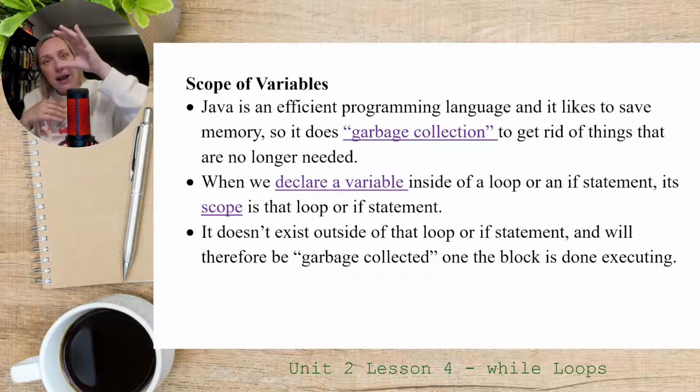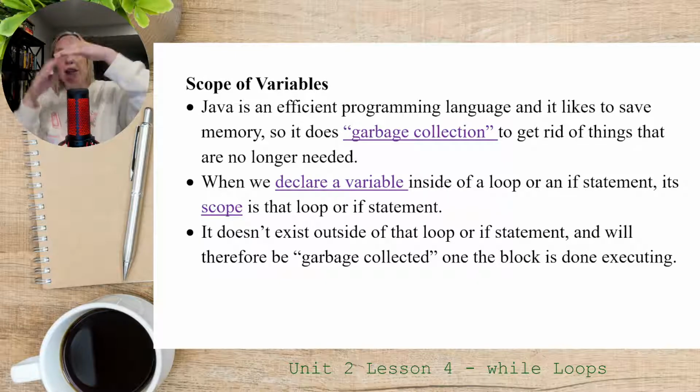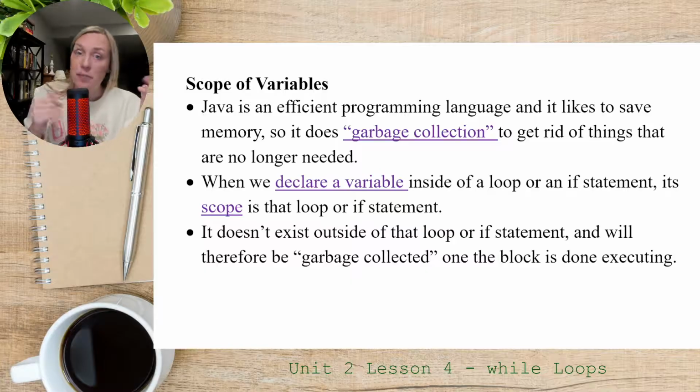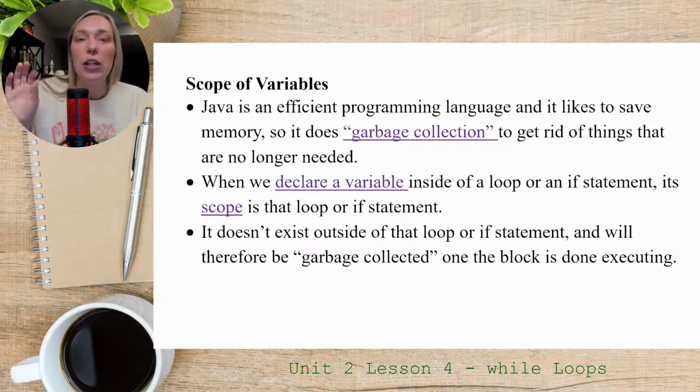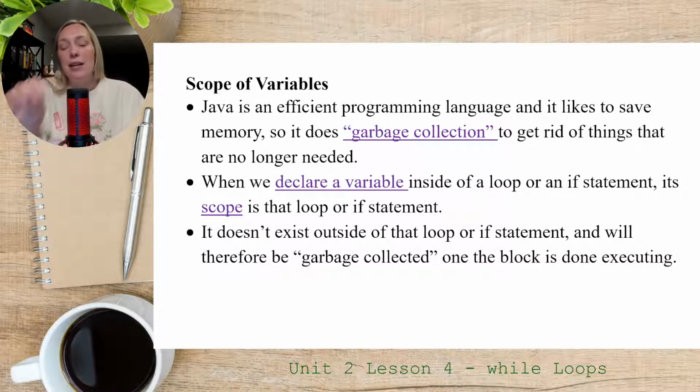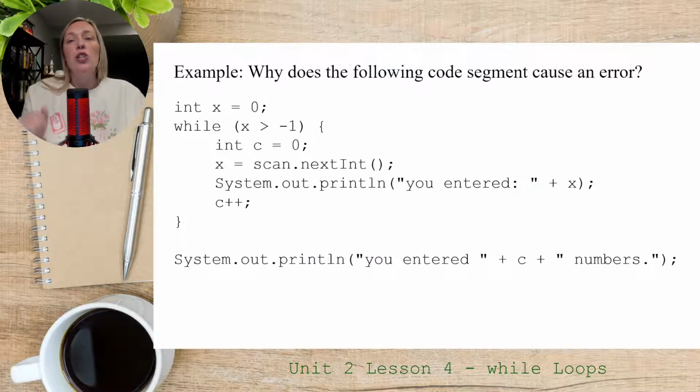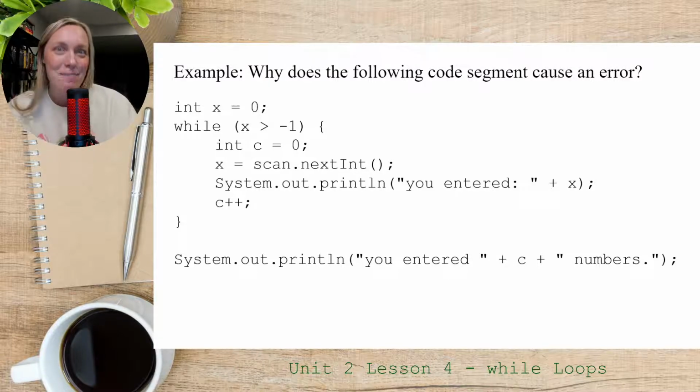And with our main method, if we declare a variable in our main method, we can use it anywhere in our main method. Well, if we narrow it down and declare a variable inside a loop or an if statement, we can only use it inside that loop or if statement. So this program causes an error when it gets compiled. You have a compiler error here.